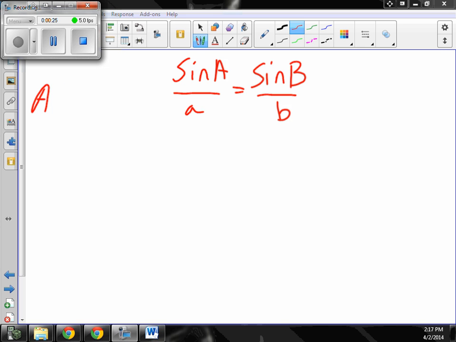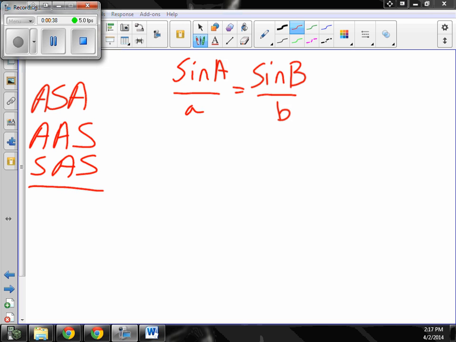So, angle, side, angle works. Angle, angle, side works. Side, angle, side works. And angle, side, side does work if it's possible. Sometimes there's no solution, sometimes there's one solution, sometimes there's two. So let's review how you know.